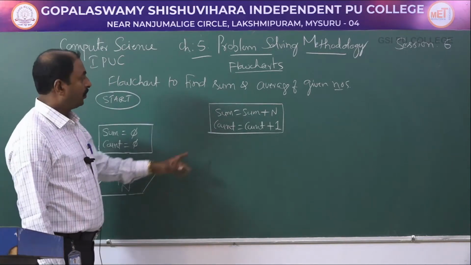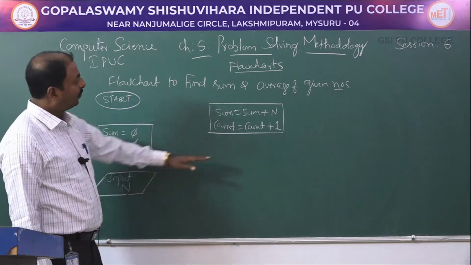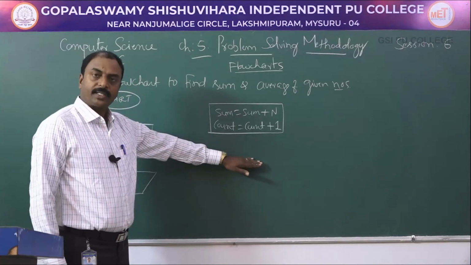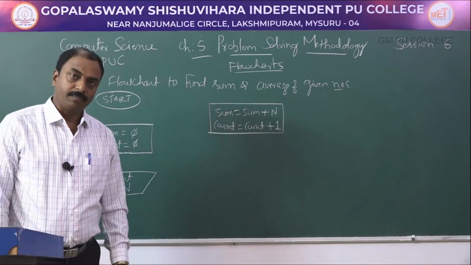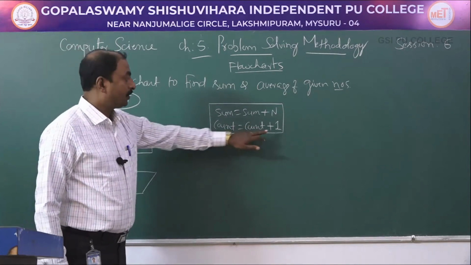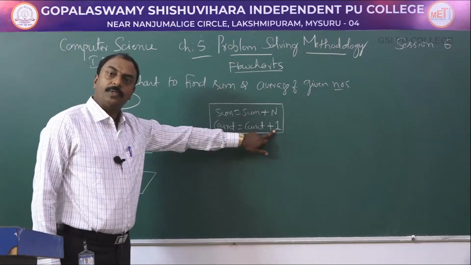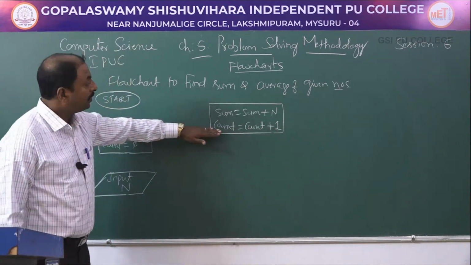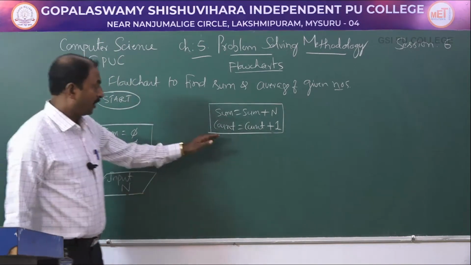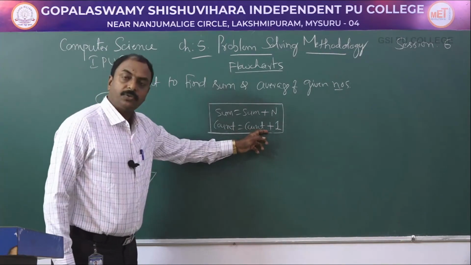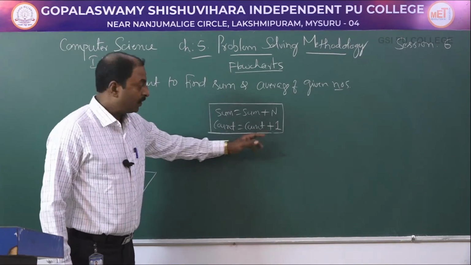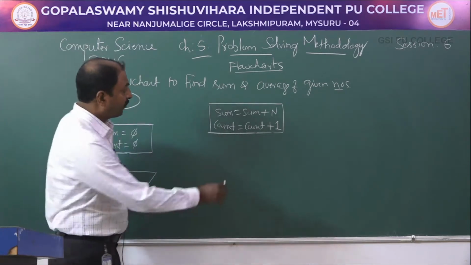Next step, we have to enter one more number. Before this, we have to check for the condition. Suppose we want to find the sum and average of 5 numbers, then we have to keep entering the numbers one by one as long as the value of count is less than 5. So next we have to check for the condition.